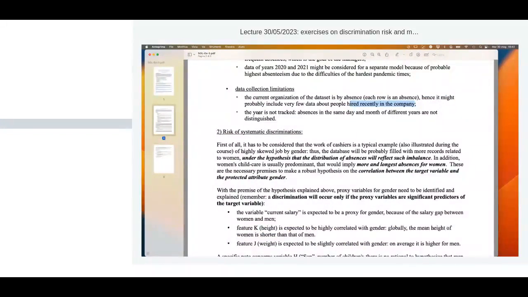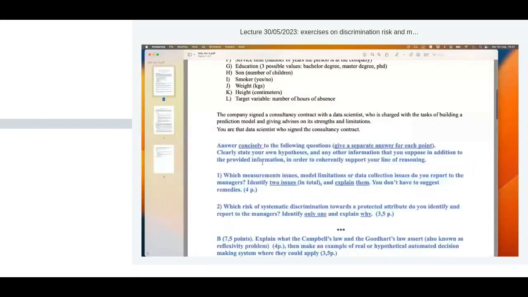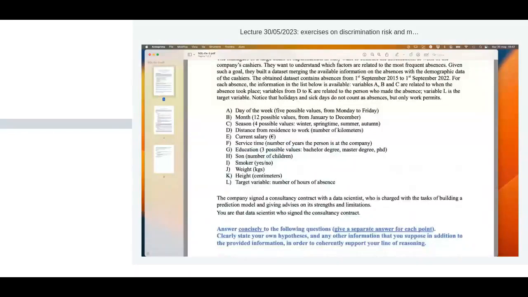Let me check one thing. Okay, I have to make a correction because I said something that is needs to be corrected. As I said, I made a little bit of confusion, sorry.